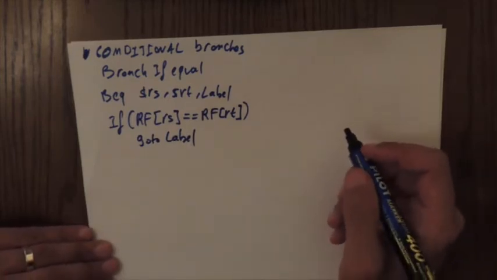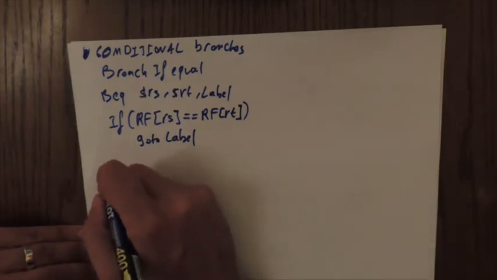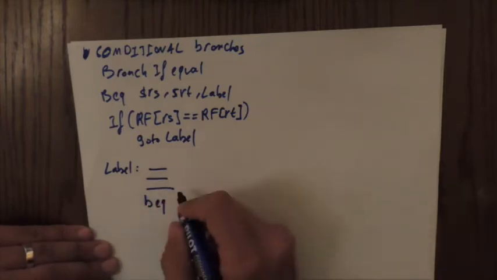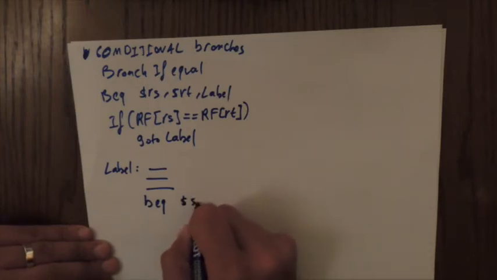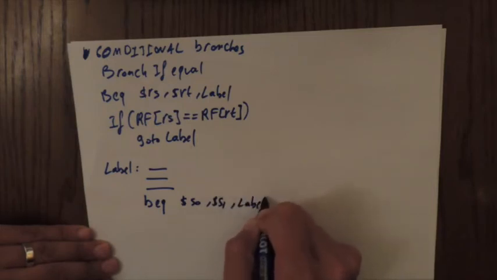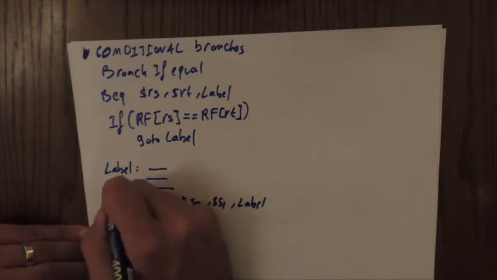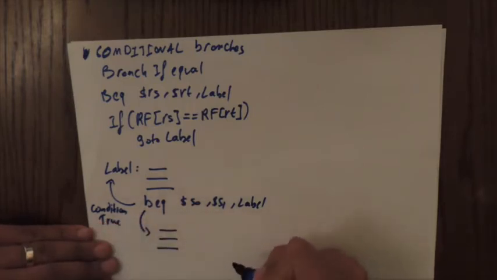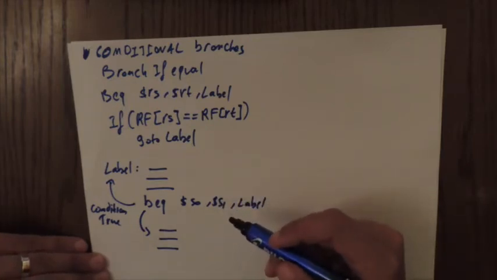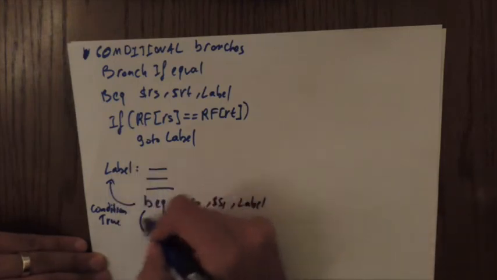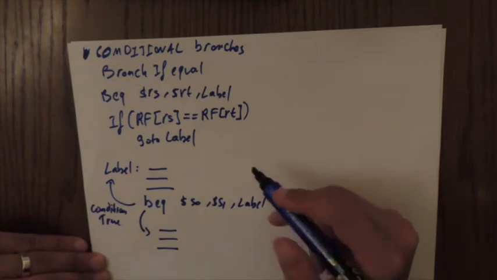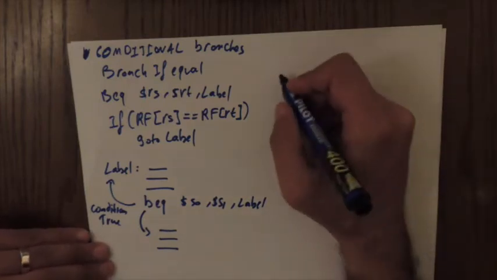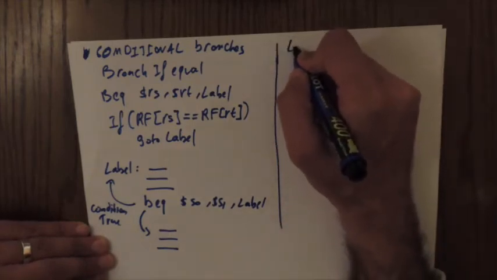Assume we have some sort of a dummy program. Say this is the label, and here we have some instructions, and then at the end we say branch if equal or branch if not equal, based on our code. Let's say $s0, $s1, and then the label. If these are equal, the condition is true and we go there. Otherwise we continue executing the program. Since we're going multiple places up, we can create loops or if-else conditions using this, and we're going to discuss this shortly.